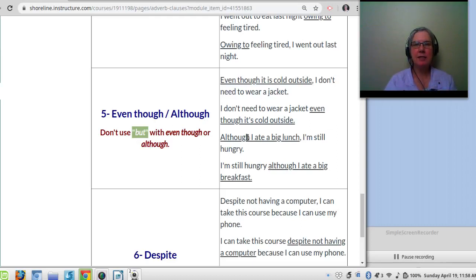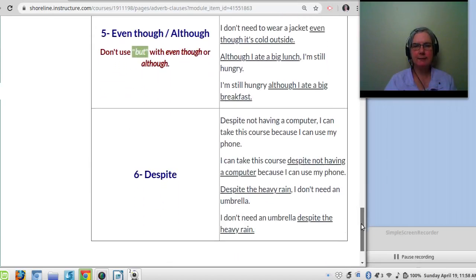Even though I ate a big lunch, I'm still hungry. I don't need to wear a jacket although it's cold outside. Although it's cold outside, I don't need to wear a jacket. And do you see the word but in here? Neither do I. And finally is despite.